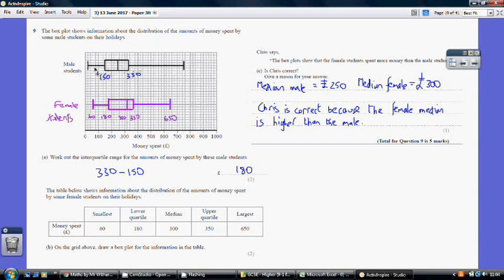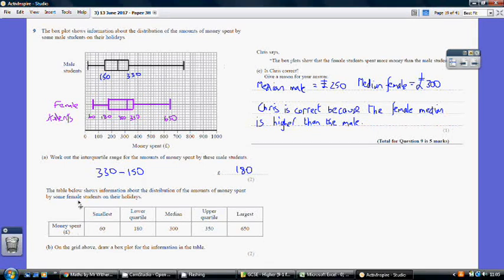Remember how these work. This is the lowest amount of money spent by a male student. That's a quarter of the way up. That's halfway up, so the median. Three quarters of the way up, and that's the amount of money spent by the most lavish of the male students, the most spent by one of the students.